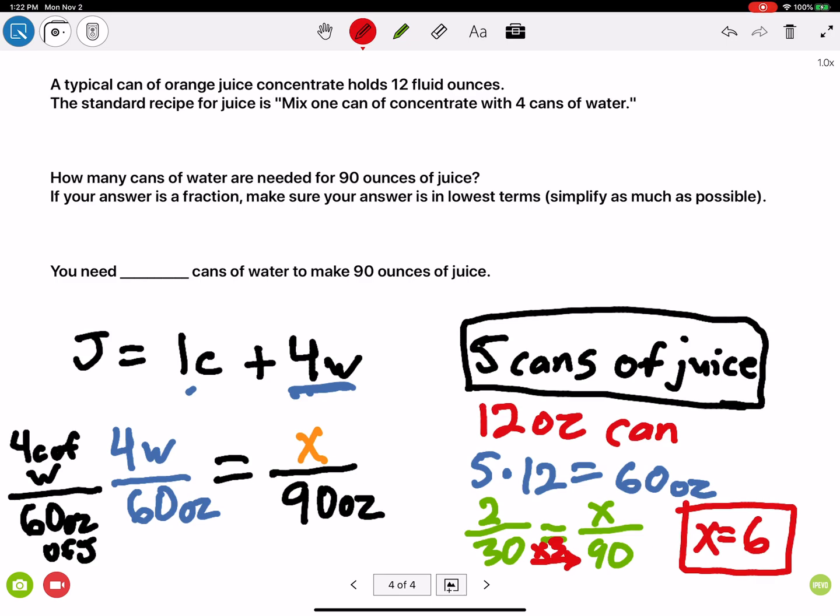And if we wanted to solve for concentrate, we would have done the same thing, except instead of this 4 here, if we were solving for concentrate, we would have used 1 can, because there's only 1 can of concentrate in 60 ounces of juice. Okay? If you have any questions about this, let me know. We'll talk about it.